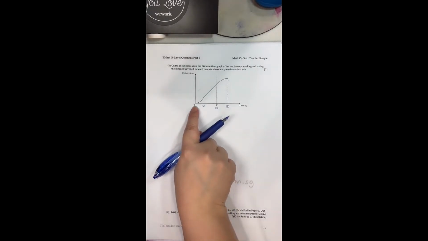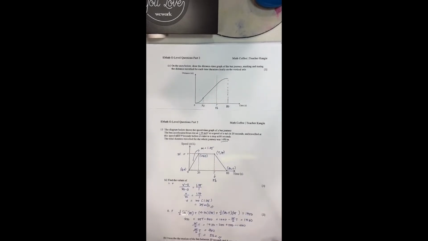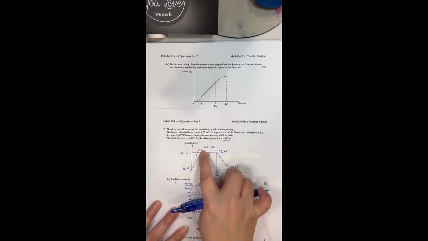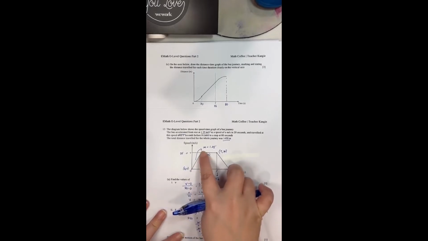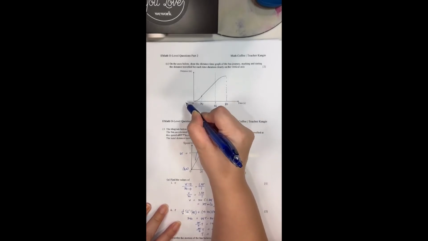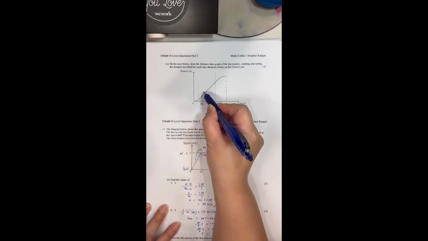So now you see, 0 to 20. Let's look at the graph here. 0 to 20. This is accelerating. So accelerating means that the object is actually moving faster. So moving faster, the shape is upwards. Do you see that the curve concave upwards?